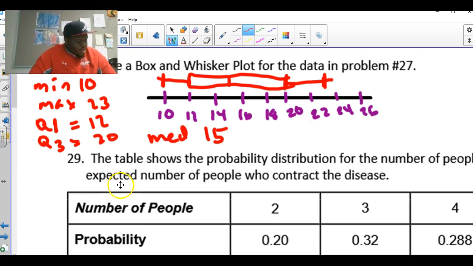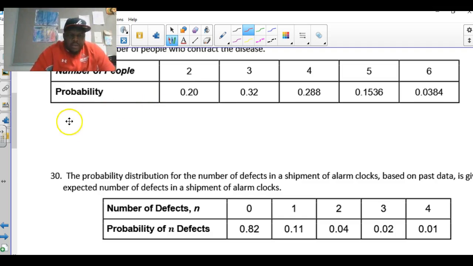Now let's go ahead and look at number 29, guys. For our expected value problem here, you can't see the directions, so look on your sheet. It says the table shows the probability distribution for the number of people who contract a disease in a scientific study. Find the expected number of people who contract the disease. So here we go.